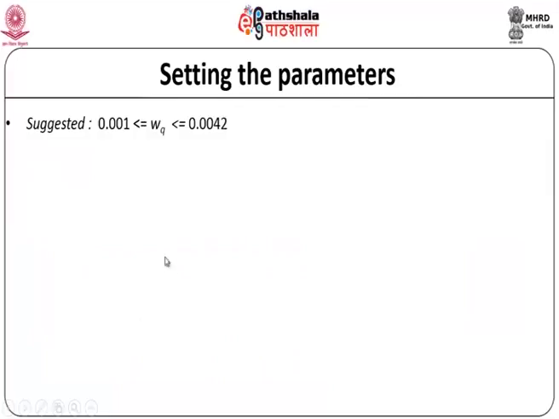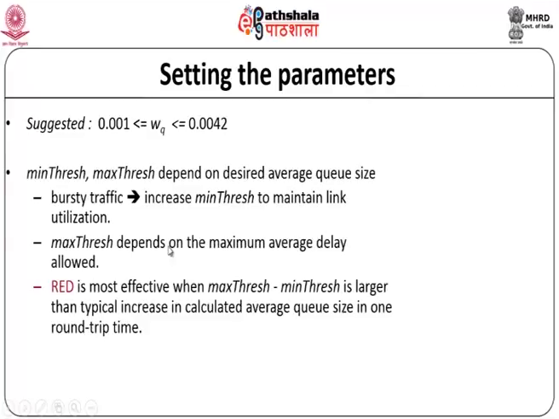The suggested values for these parameters: if you set the parameters appropriately, we can get the desired behavior. By doing a number of experiments, people have come up with different values for these various parameters. The suggested value for WQ is somewhere between 0.001 and 0.0042, and the minimum and maximum thresholds normally depend on the desired average queue size. If you have bursty traffic, it makes sense to increase the minimum threshold to maintain link utilization, because you are expecting many packets to come at a time.